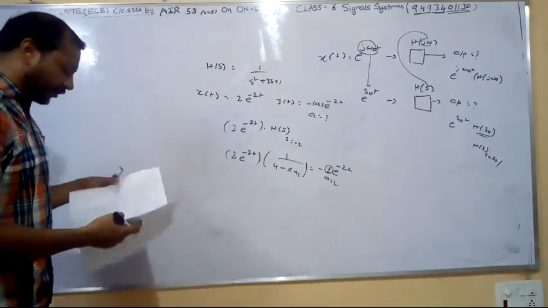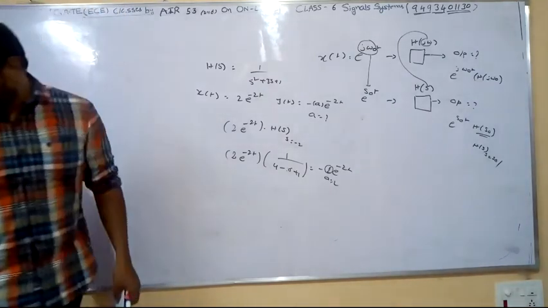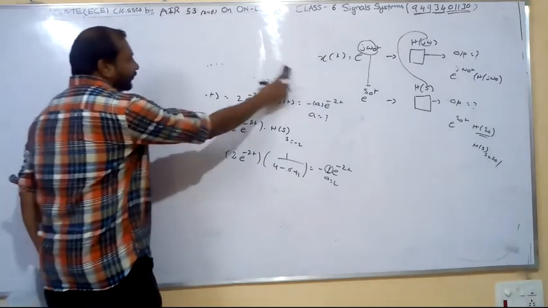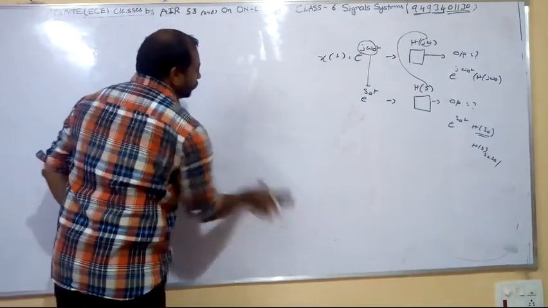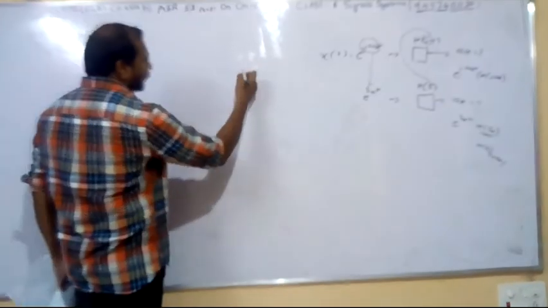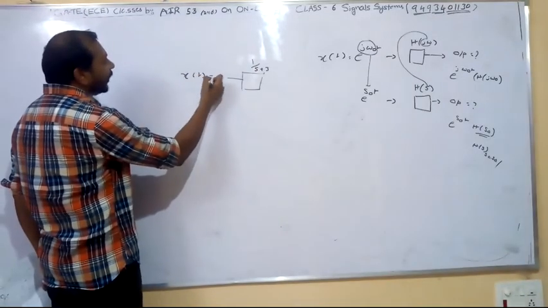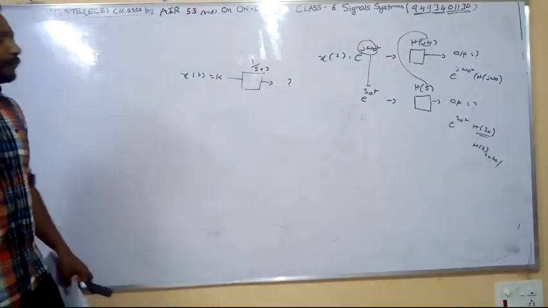Consider another question. Consider a system whose Laplace transform is given by H of s is equal to 1 by s plus 3. It is given an input x of t is equal to some constant k. Then what is the output they are asking?